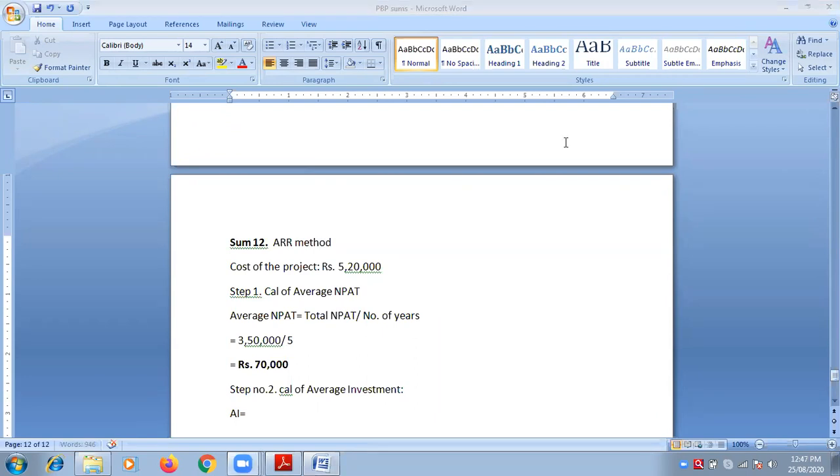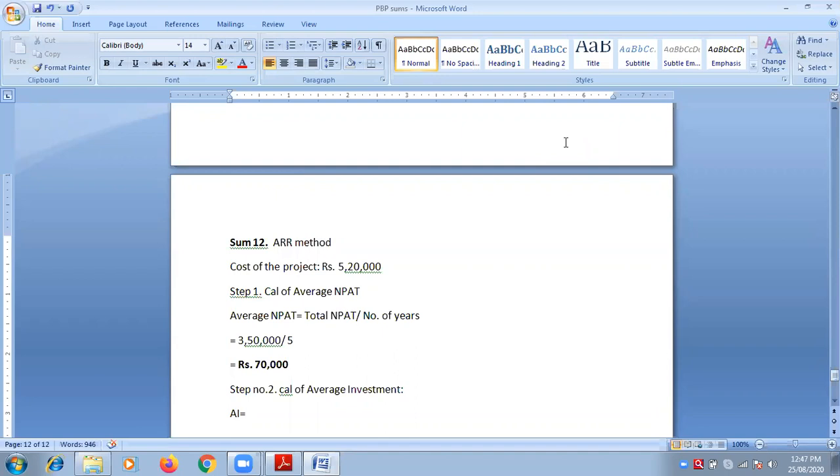Now, when we calculate AI, there are two possibilities: when salvage value is given, and when salvage value is not given. When salvage value is not given, the formula will be simple: cost of investment upon 2, just as we have done yesterday.